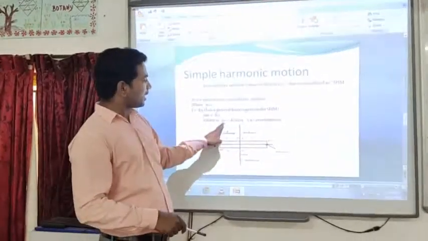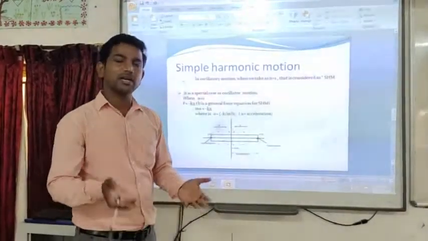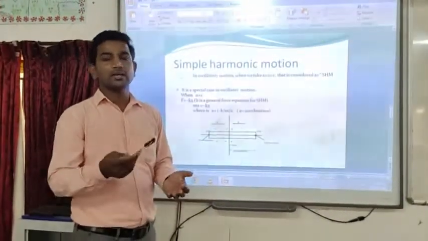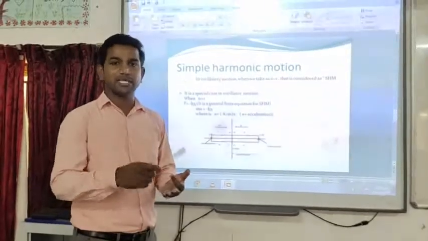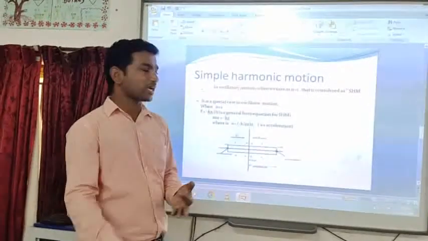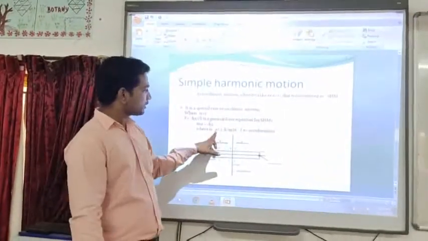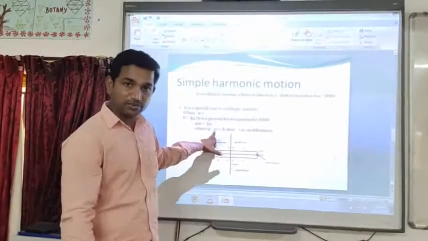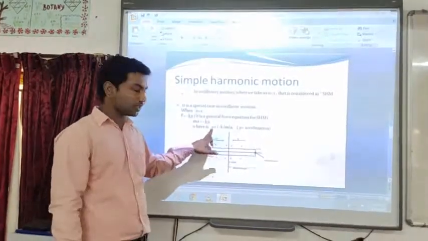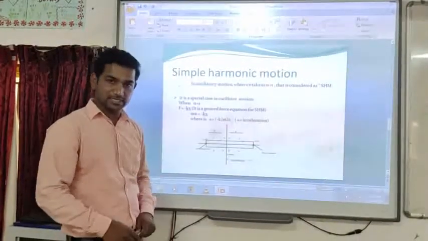Here we are getting the acceleration-displacement equation. We can find all the remaining equations, the velocity-time, displacement-time, as well as velocity-displacement equations, from this equation. Now this is your force equation, and this is your acceleration equation for simple harmonic motion: a equals minus k by m into x.